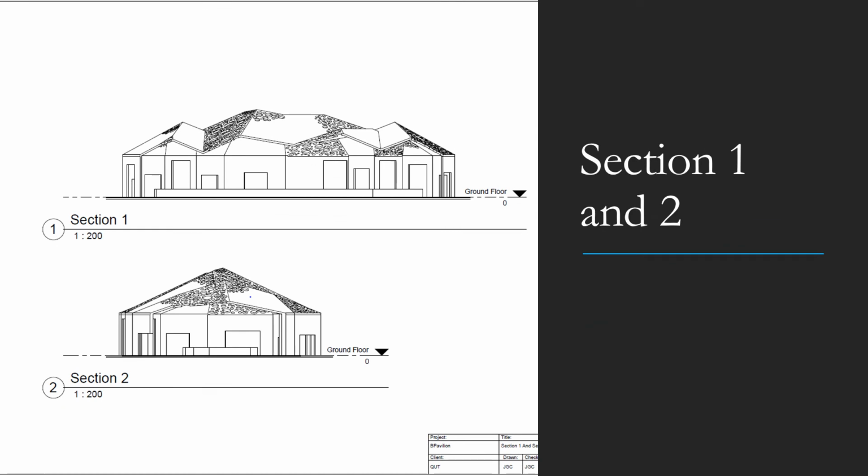The sections here show the relation of the outside of the building to the inside of it. You can see that the seat occupies a large area of the space.